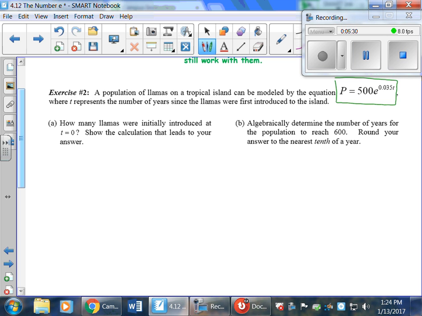So A, how many llamas were initially introduced at t equals 0? Show the calculation that leads to your answer. Now I'm hoping that you're remembering the time that we actually defined what an exponential function looked like, and 500 is going to stand out, because if you remember, this is what we wrote down: initial times 1 plus or minus the rate to the time.